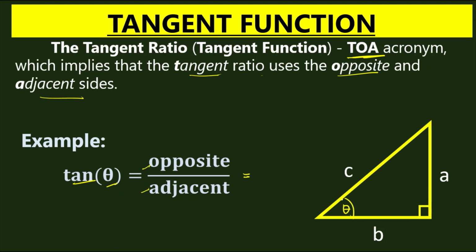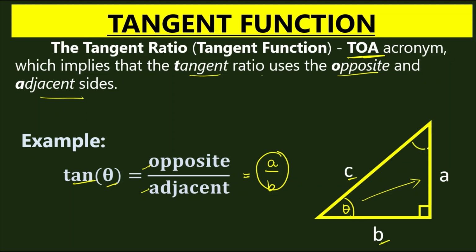For tan theta, we take the opposite and adjacent. With respect to the position of our theta, what is its opposite side? Our opposite side is A. So, A over, what is the adjacent side? The sides next to our theta are side C and side B. But since C is the hypotenuse, B is the adjacent. So, tan theta is equal to A over B.